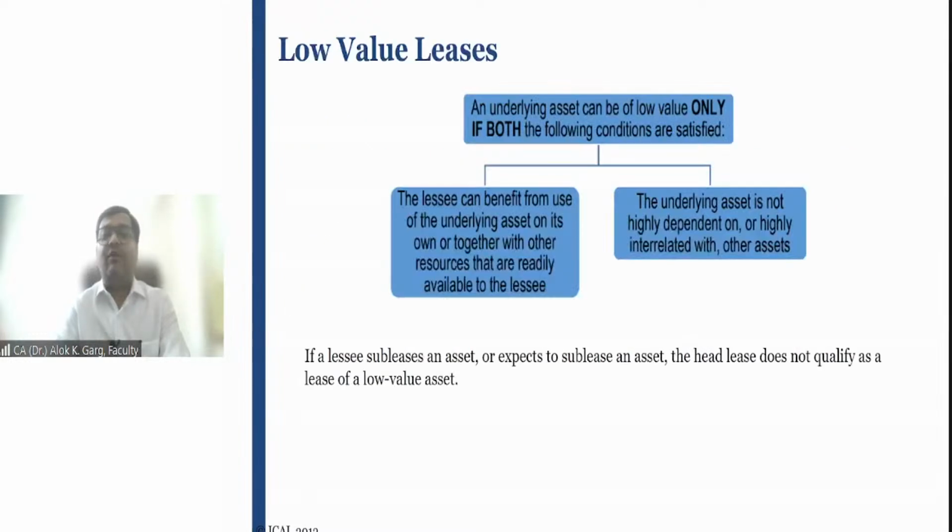Now coming to the low value leases. What is meant by low value leases? Friends, let me summarize what low value leases are. First of all, I'm sure that you are pursuing your articleship, right? You are all CA final students pursuing your articleship. When you went to any company, you must have seen printers, laptops, mobile phones. You must have seen those equipments. When you went to the cafeteria or pantry, you must have seen the tea or coffee vending machines, the Costa or Cafe Coffee Day machines. Have you seen those machines?